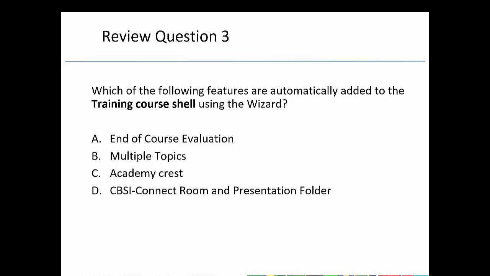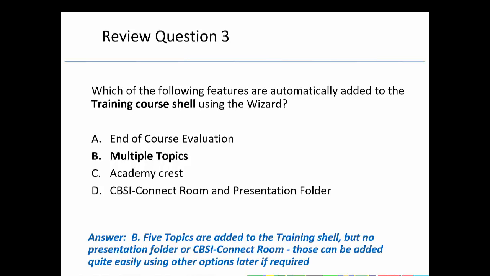Question 3. Which of the following features are automatically added to the training course shell using the wizard? A, an end-of-course evaluation, B, multiple topics, C, an Academy Crest, D, a CBSI-Connect room and presentation folder. The correct answer is B, multiple topics. By default, 5 topics are added to the training shell, but no presentation folder or CBSI-Connect room. Those can be added quite easily using other options later if required.